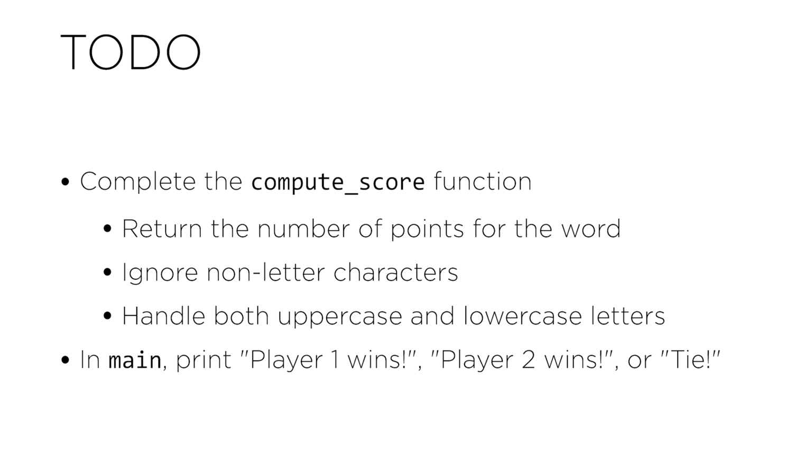After you've completed the compute_score function, you should then complete the main function by comparing those two values, score1 and score2, and then printing either player 1 wins or player 2 wins or tie, depending on how those two scores compare with each other. After you've implemented these steps, you should then be able to run your Scrabble program, provide a word for player 1, and provide a word for player 2, and your program should be able to tell you which of those two words would be worth more in a game of Scrabble.